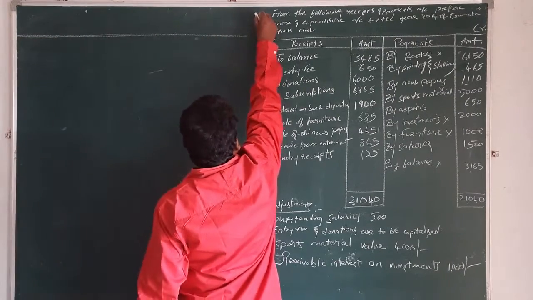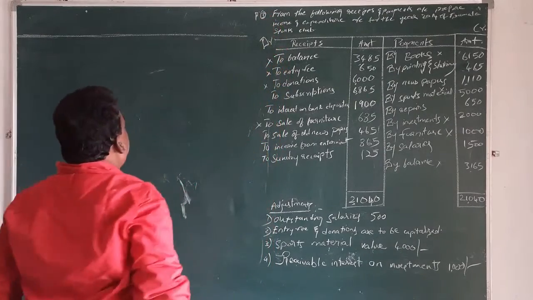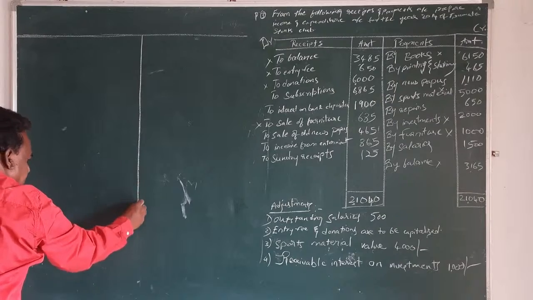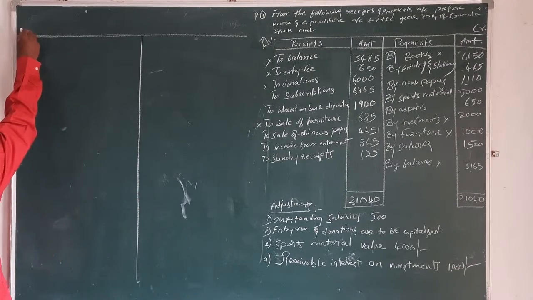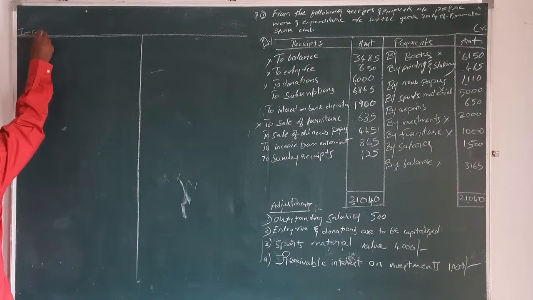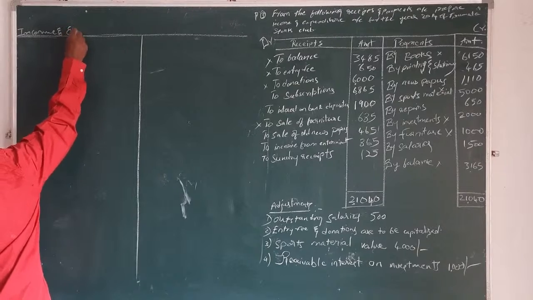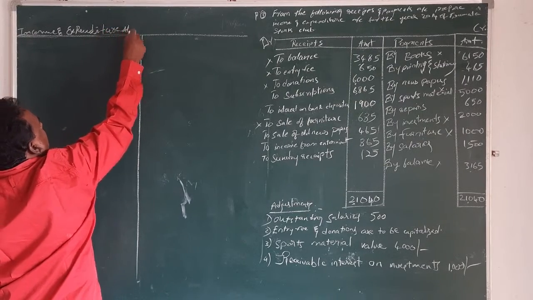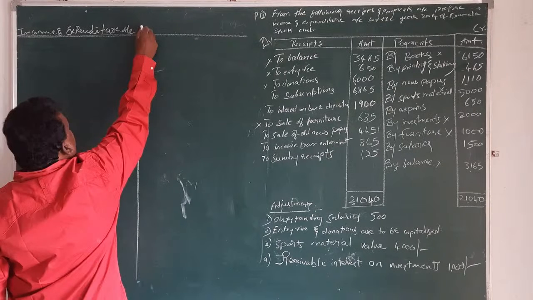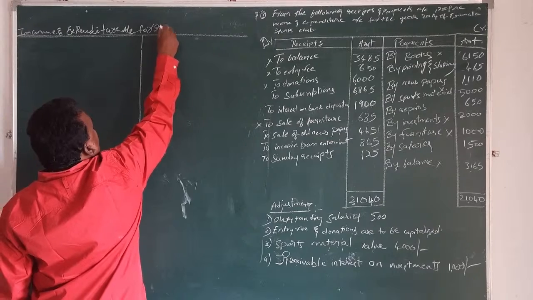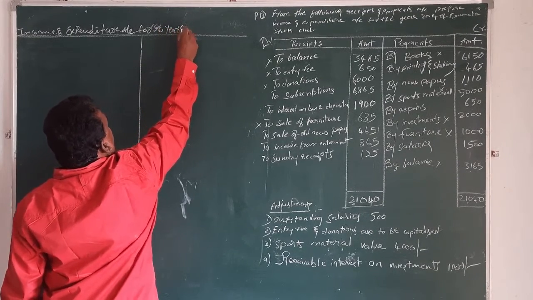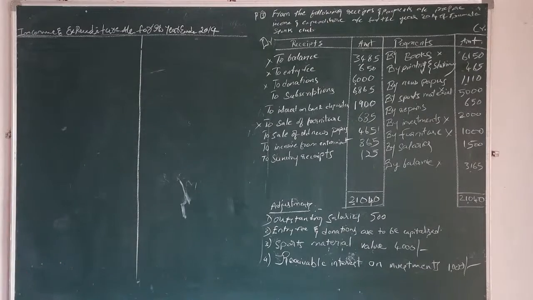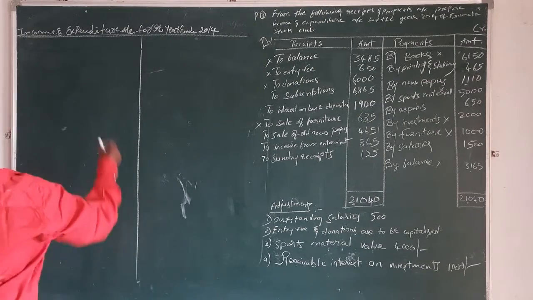Problem number 3. Income and expenditure account for the year ended 2014 of Tirumala Sports Club.